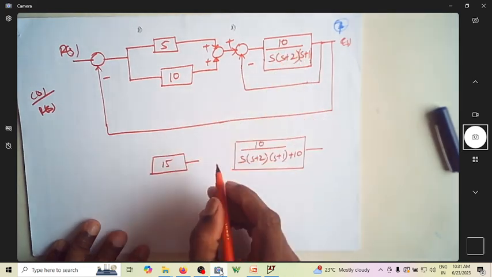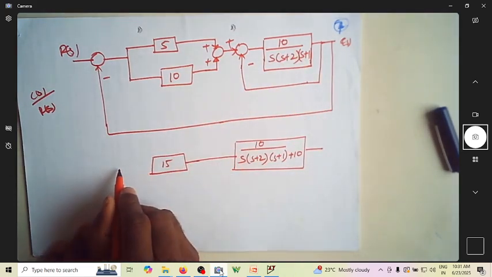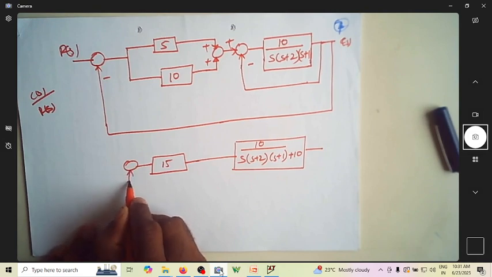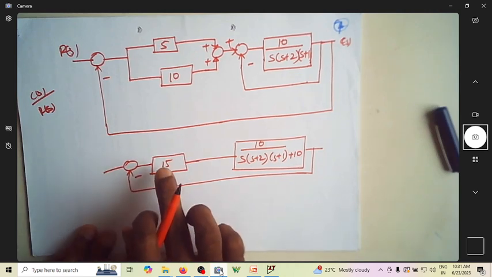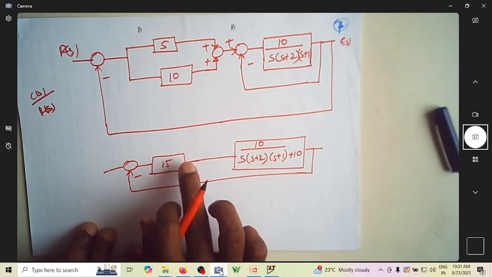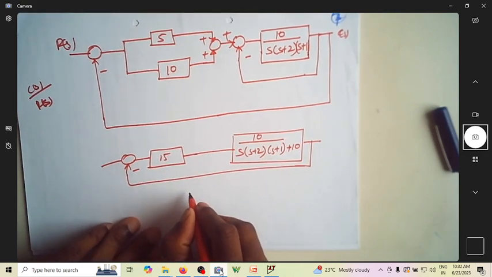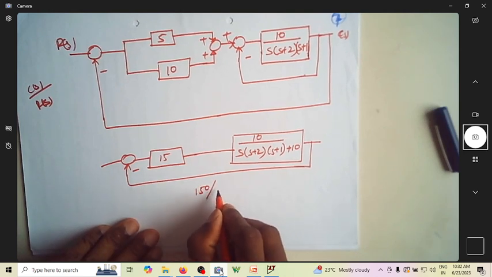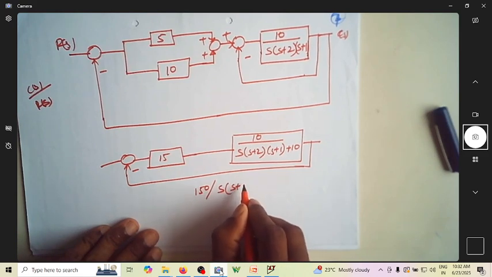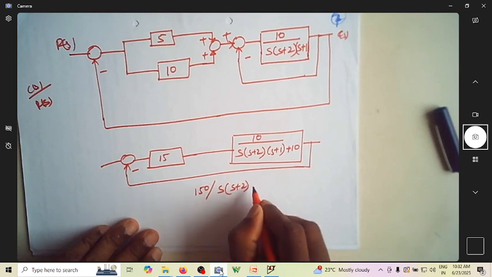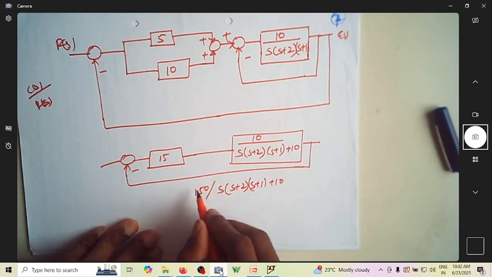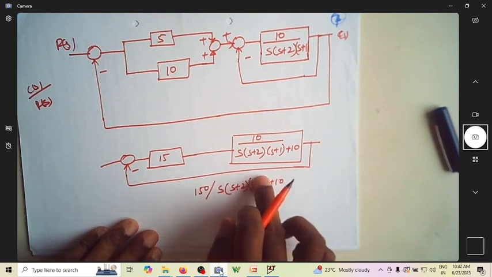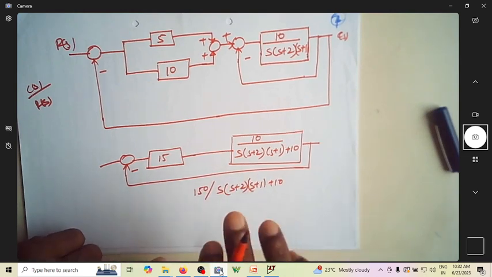Since these two are in series, you can simply put them in series and write this. Correct? Then what is this into this? Because these two are in series, you can simply make a product of that. Can you see this reduces to something like 150 divided by s into s plus 2 into s plus 1 plus 10. We can certainly reduce this one further, okay, fine, let it be as it is.